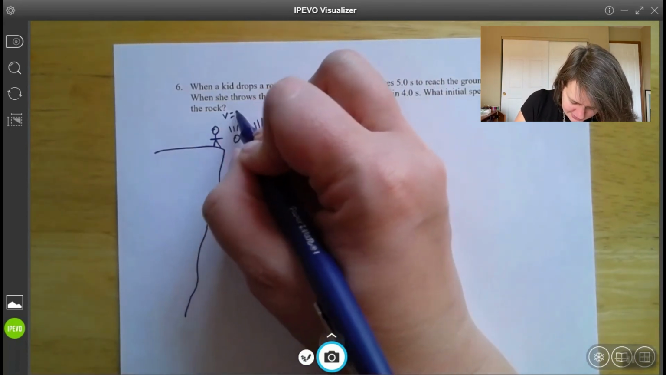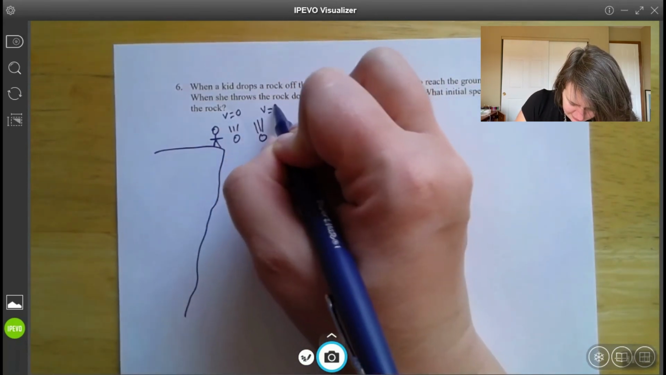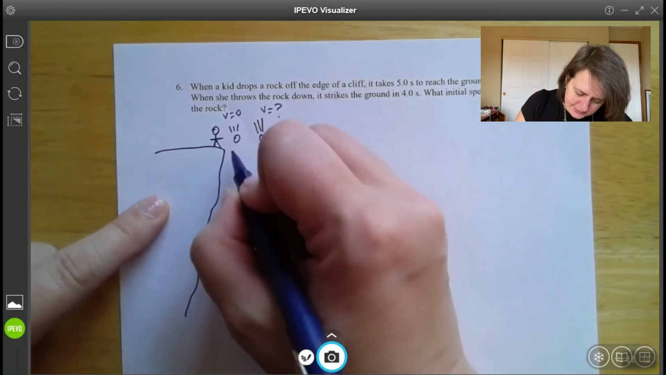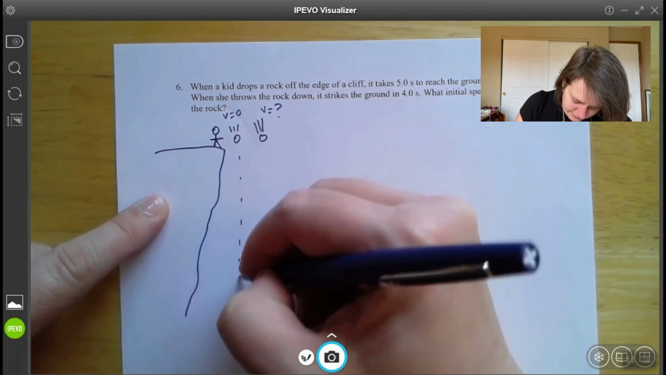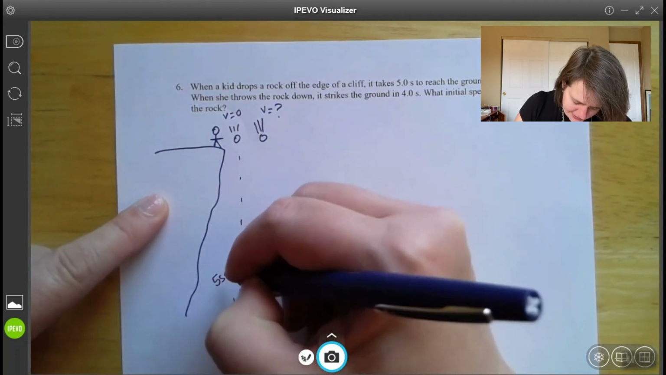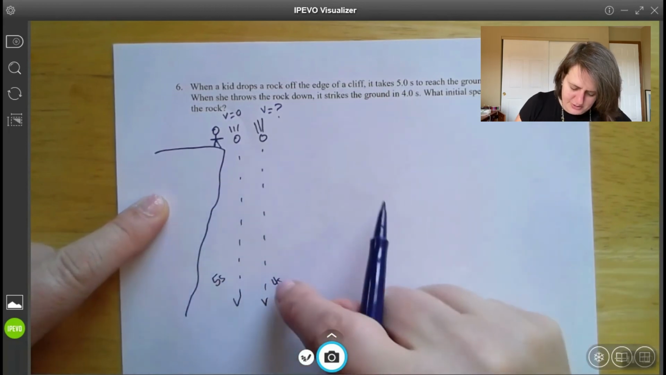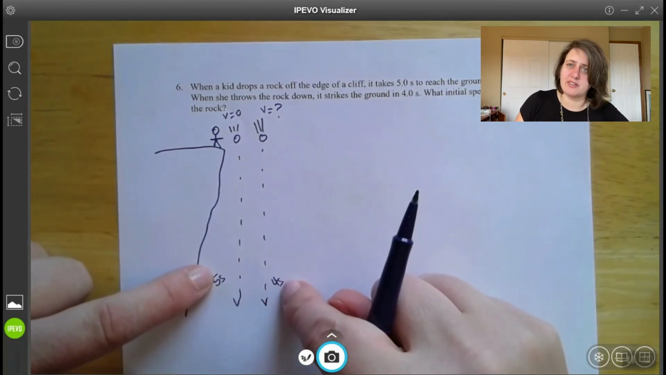So here our velocity is 0. For this one, our velocity is unknown. We're going to have to calculate it. It hits the ground in 4 seconds. So we have a 5-second situation and we have a 4-second situation. So this is faster. So it's got to have some initial negative velocity.